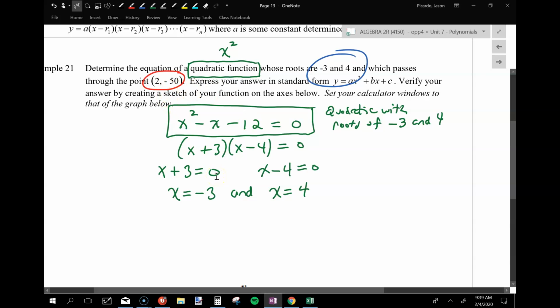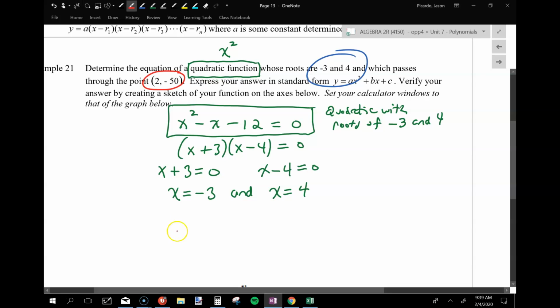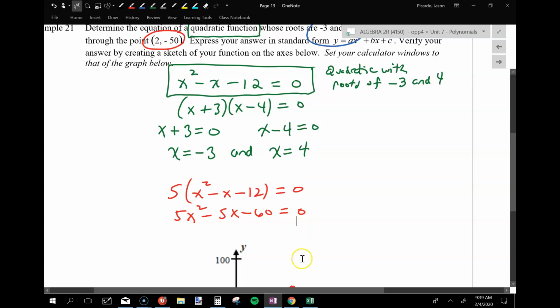Quick question, what would I have to do to -10 for it to go through the point that I want it to go through? Multiply it by what? Multiply it by 5, right? Well, watch this. So if I was to take my problem and distribute the 5, I get that.